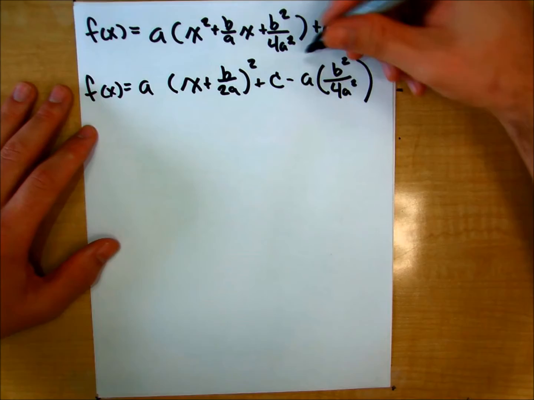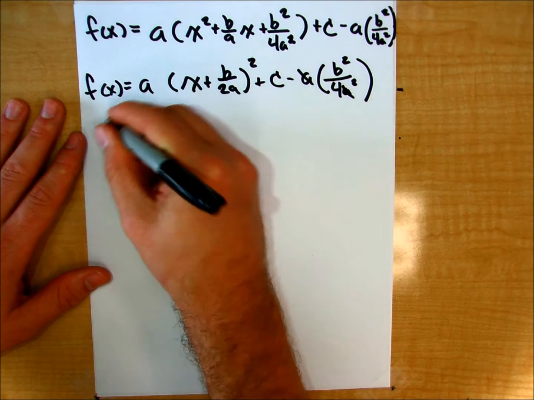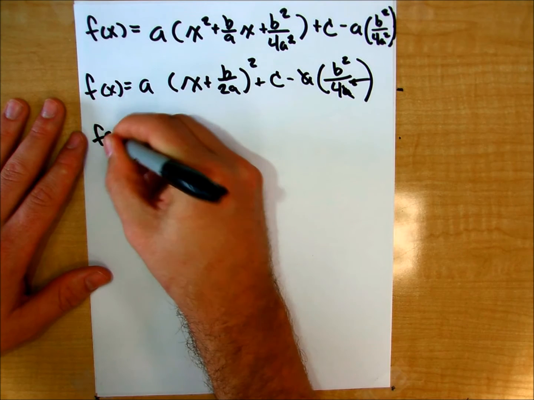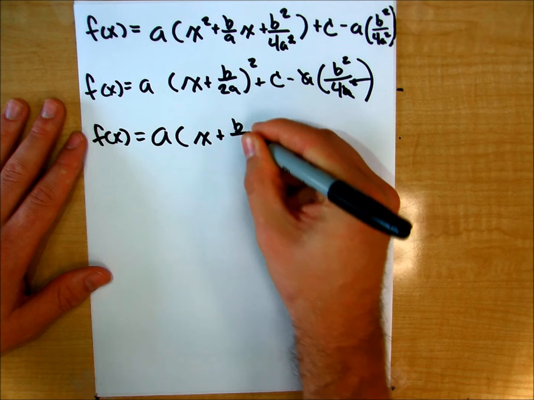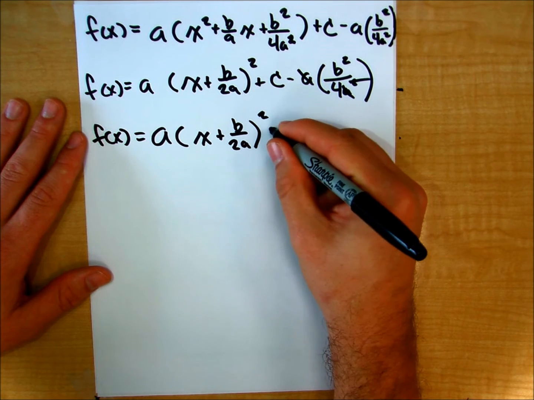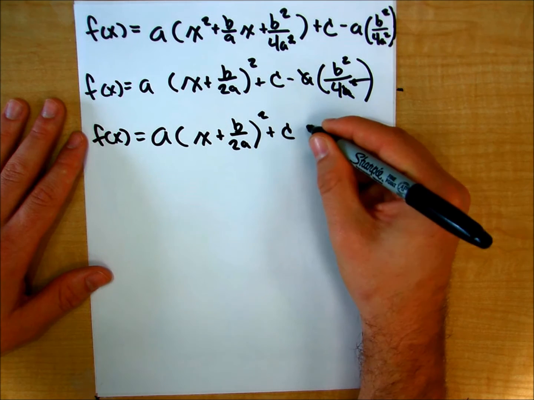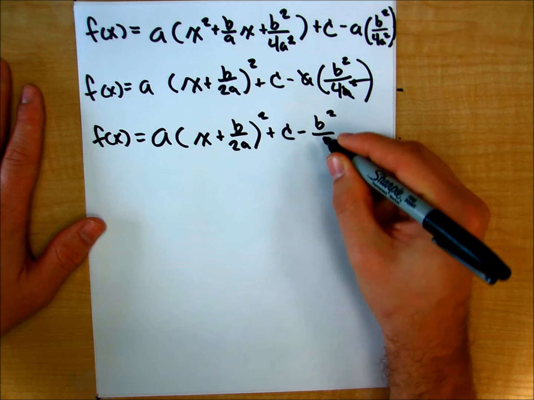So I can see here I have an a and an a, so I can just have one a down there, actually, cross that out. So now I'm going to have a times x plus b over 2a squared plus c minus b squared over 4a.